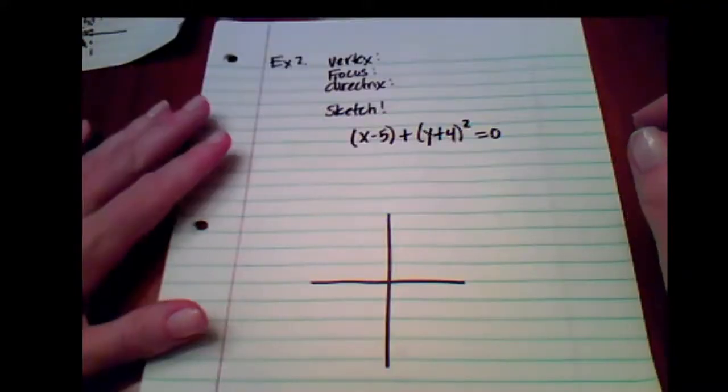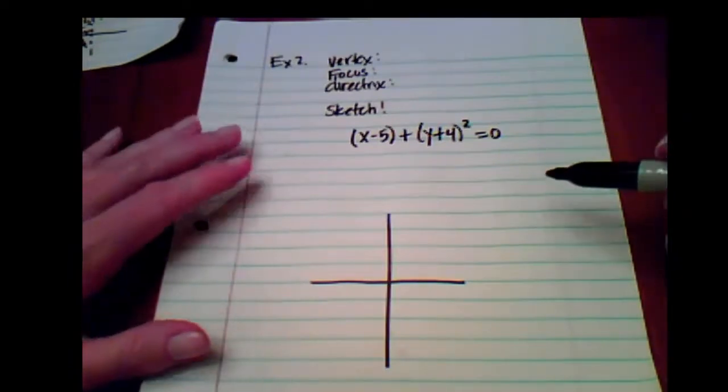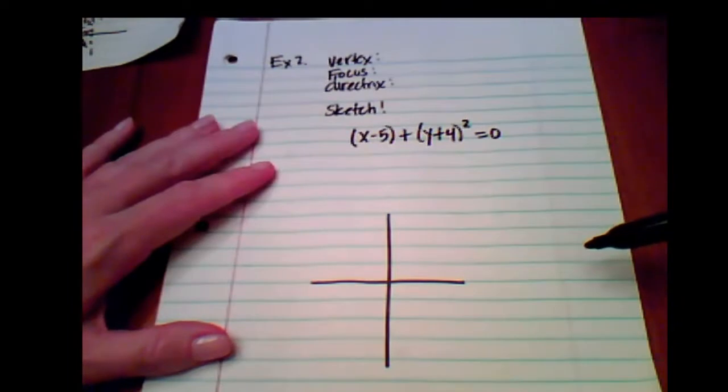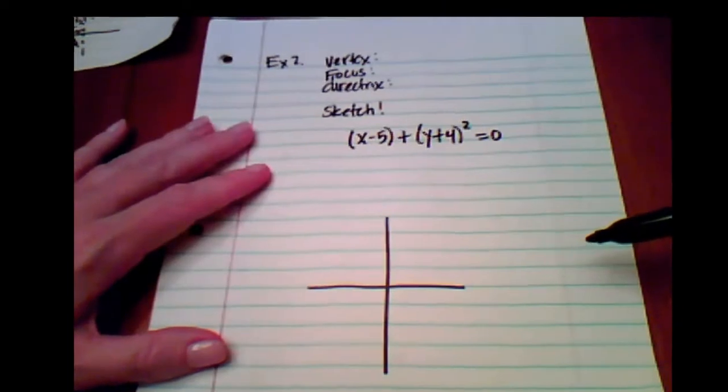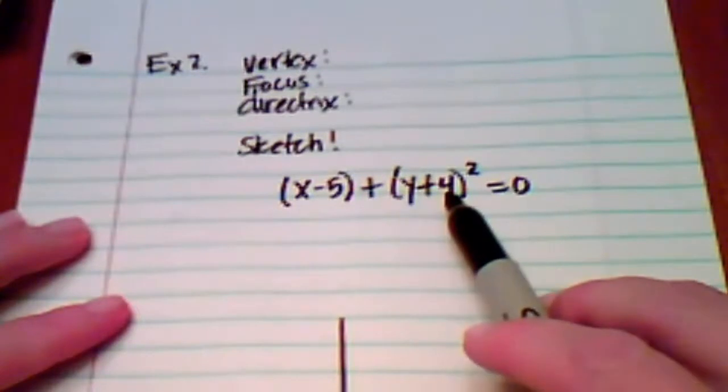So welcome to example 2, where we are going to basically do the exact same thing, but with a little bit more challenging question. We need to find the vertex, the focus, the directrix, and sketch the following parabola. So notice I have x minus 5 squared plus y plus 4 squared equals 0.